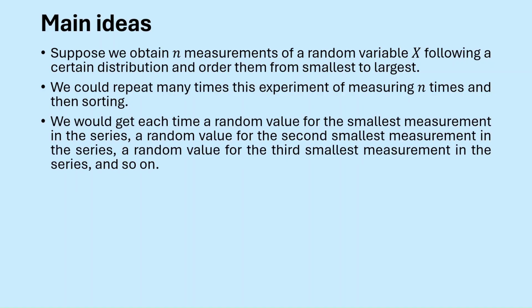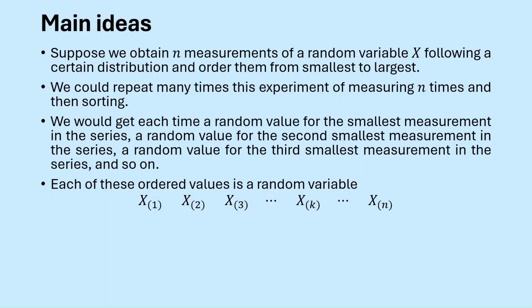We would get each time a random value for the smallest measurement in the series, a random value for the second smallest measurement in the series, a random value for the third smallest measurement in the series, and so on. Each of these ordered values is a random variable, and we will use the notation below. For example, x sub 1 between parentheses is the minimum, and x sub n between parentheses is the maximum.